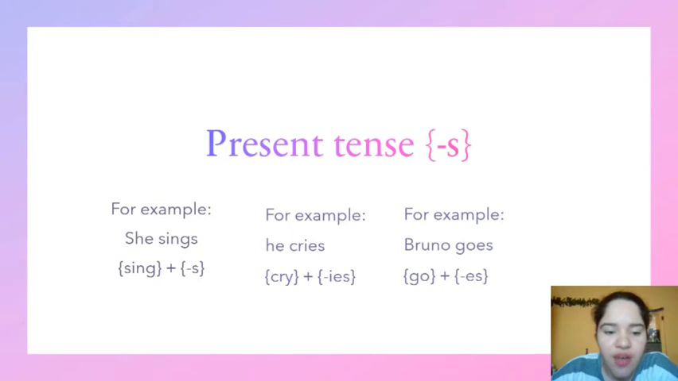So we can notice here how we use it in the inflectional morphology. We add first the base form of the verb, that is sing, plus an s, and we have the result sings. Also, we have the verbs with I-E-S. "He cries." We add the original verb cry plus I-E-S. And then the other one is with E-S. For example, "Bruno goes." We add the verb in the base form plus E-S.